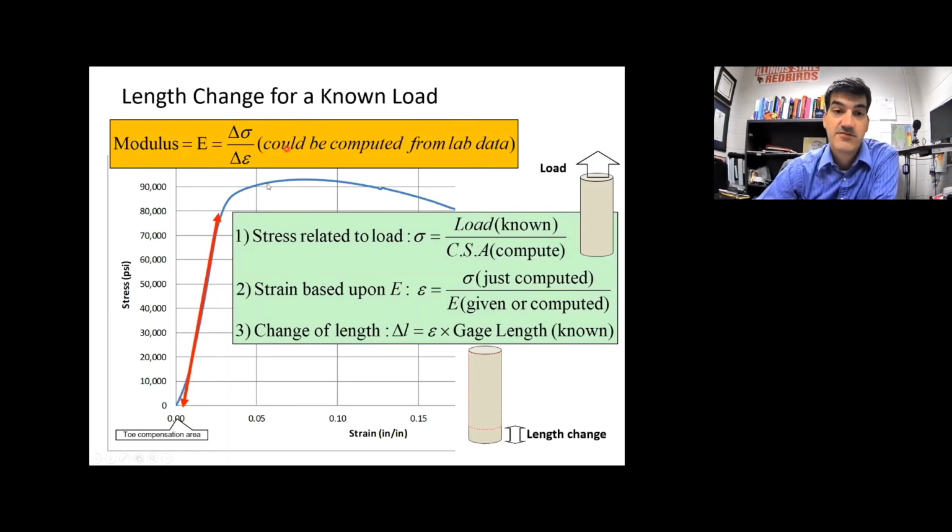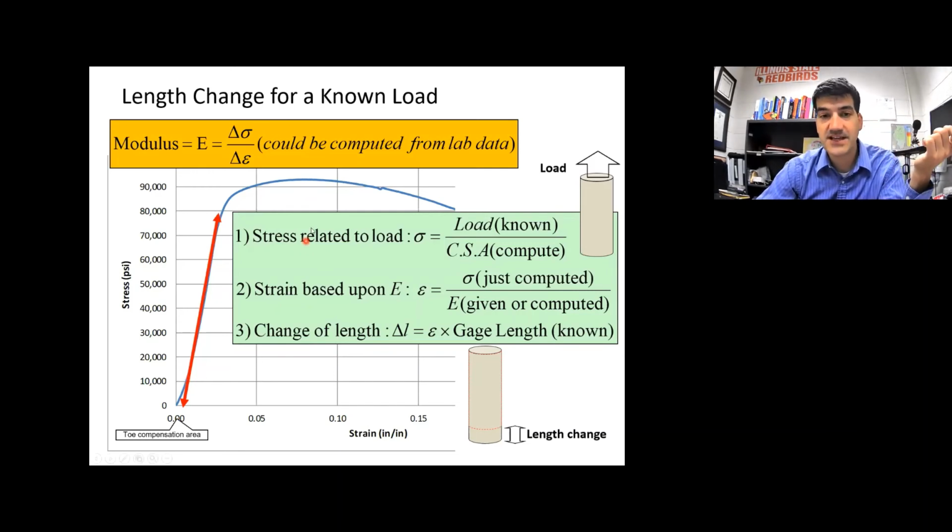Remember, it's the slope of this line, the change in stress between 2 points divided by the change in strain between these 2 points, say right there and right there. All right, so you got the modulus. You can calculate that, and you will calculate that for the next couple of labs.